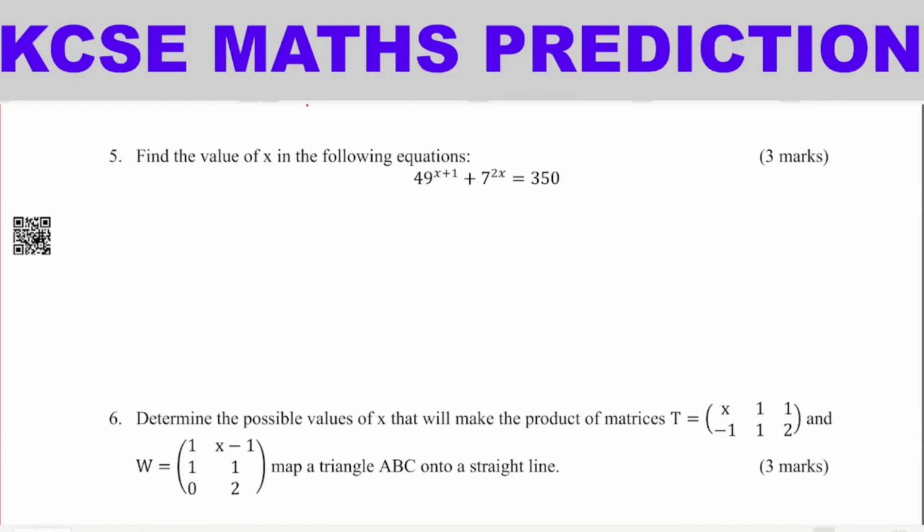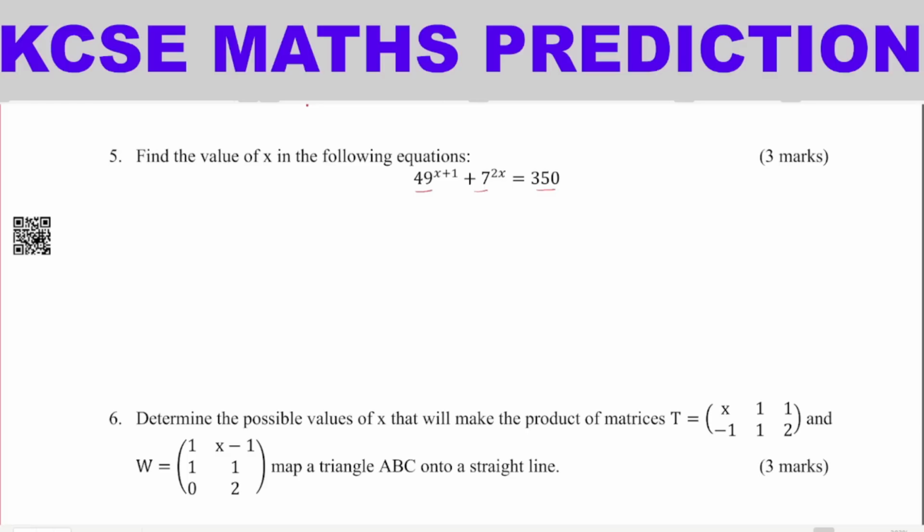Find the value of x in the following equation: 49 raised to power x plus 1, plus 7 raised to power 2x, is equal to 350. To solve this question, look at the bases on indices. Look at 49, look at 7, and look at 350. Can they all be expressed to the same base in power form? Yes, it is possible for the left-hand side, for 49 and 7, but it is not possible for 350. So what do you do in such a case?